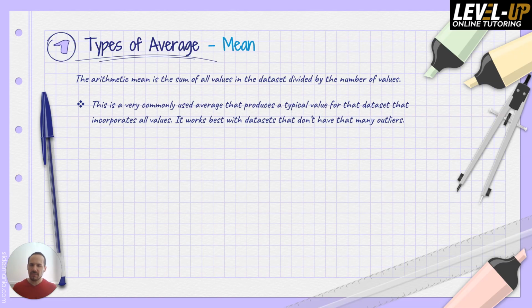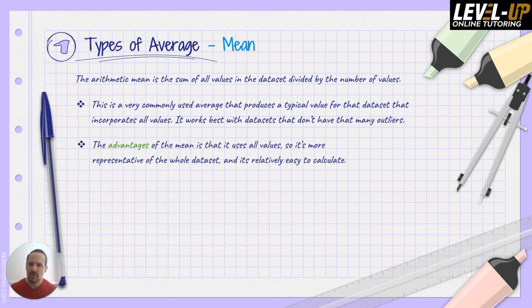The powerful thing about this that we haven't seen with the previous two types of averages is that we're incorporating all the data. We're not just looking at the most common or the middle data point. We're bringing all the data points together. So it works best when we don't have too many outliers. The advantages of the mean are that it uses all the values, so it'll be more representative of the data set as a whole, and it's still relatively easy to calculate. There's not too much more complexity to it.